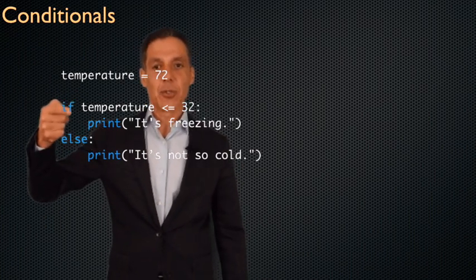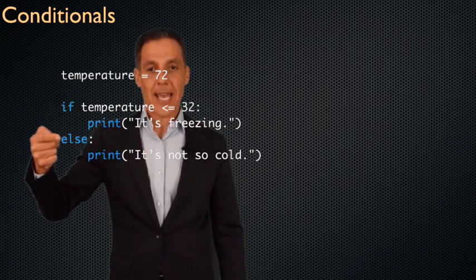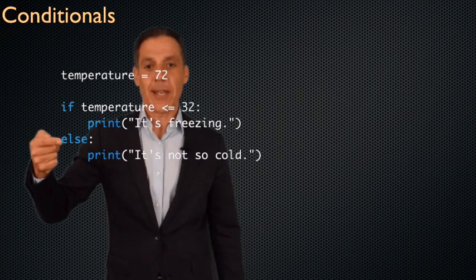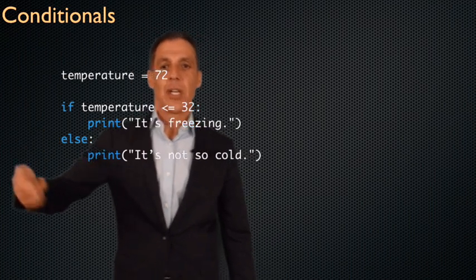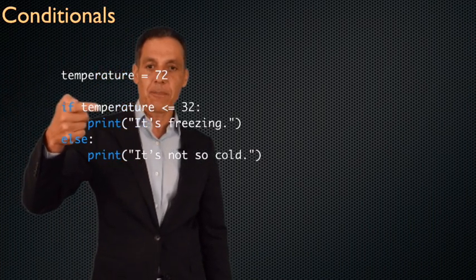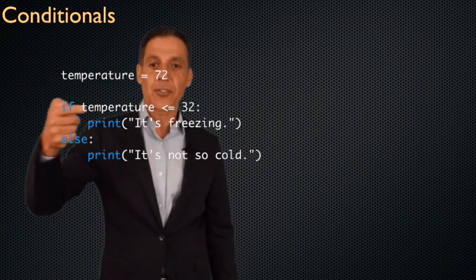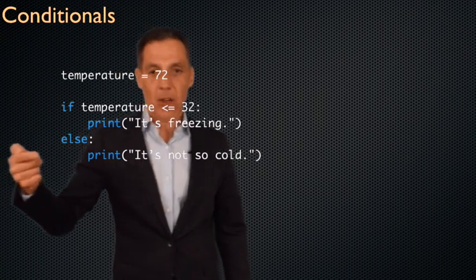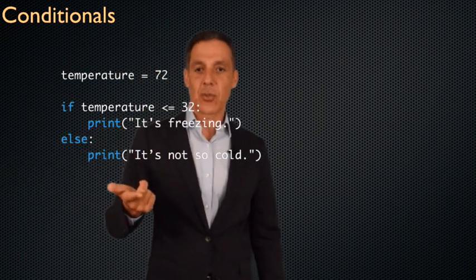If it is not true, I go down one, I look at the else statement, and I say, I must have to evaluate this. It's not so cold. So in this example with temperature 72, this expression will evaluate to false. I'll come into the else clause, and I'll automatically say it's not so cold.